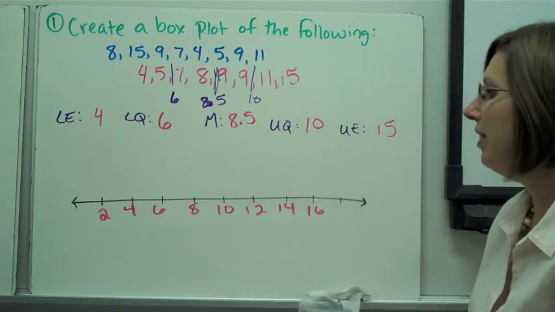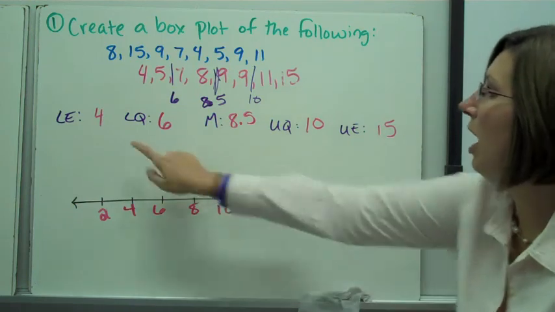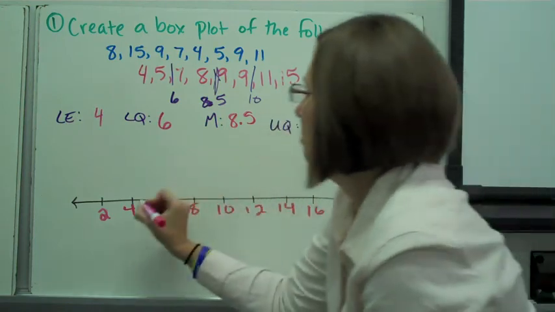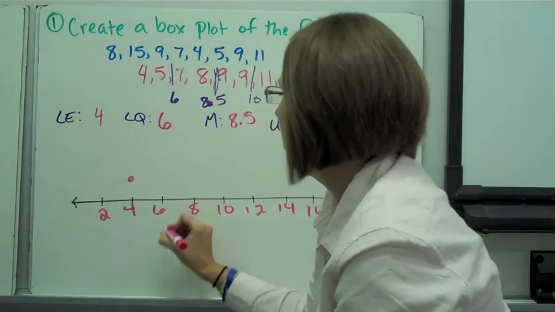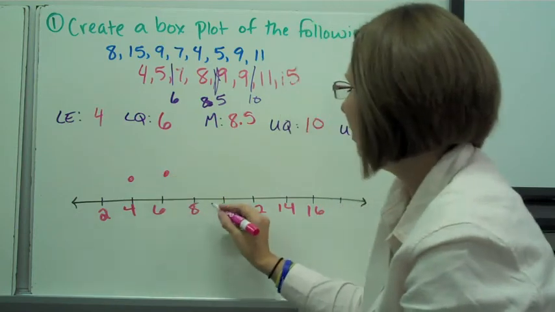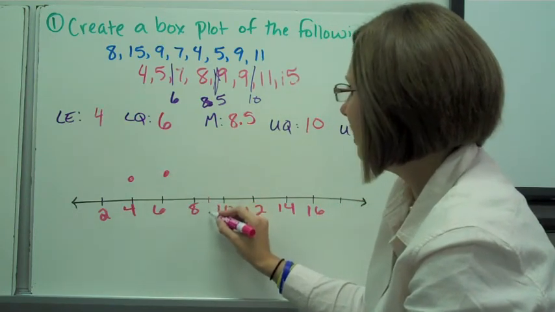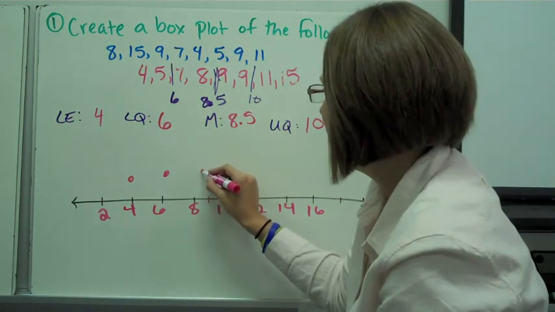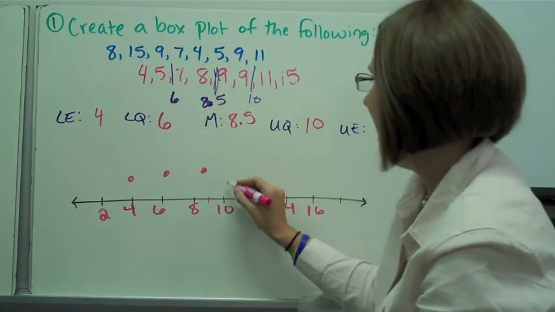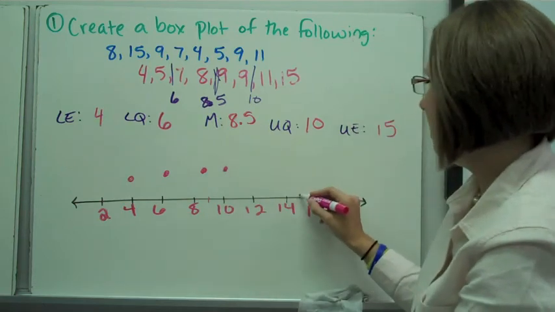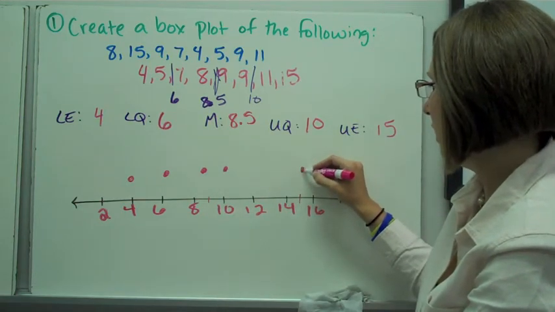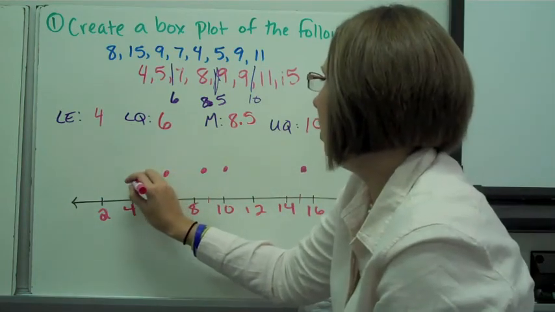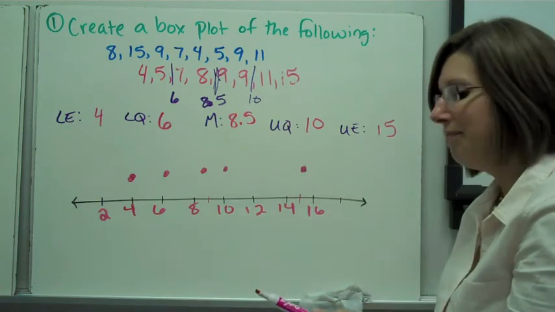All right, now that we've got an accurate number line, I'm going to plot these numbers in the form of a dot above my number line. So 4, 6, 8.5. So 9 is about right there. 8.5 is going to be halfway between 8 and 9. Just use your best judgment on that. 10. And then 15 is going to be halfway between 14 and 16.